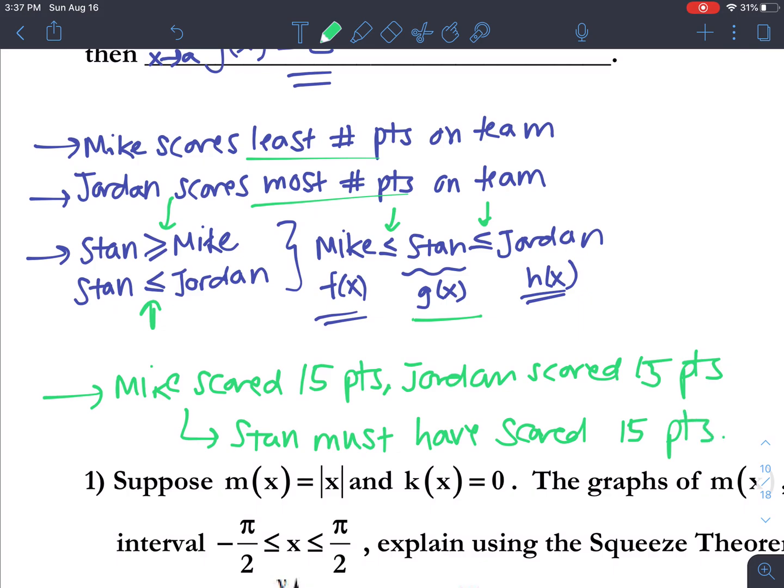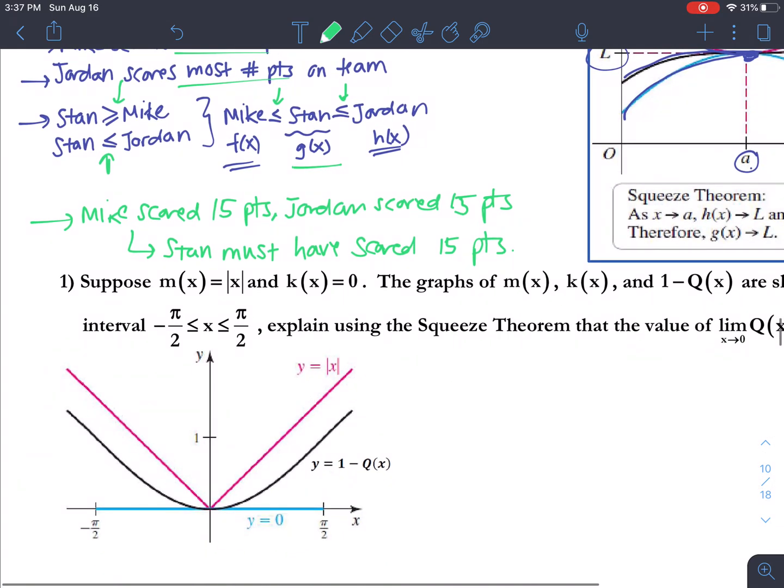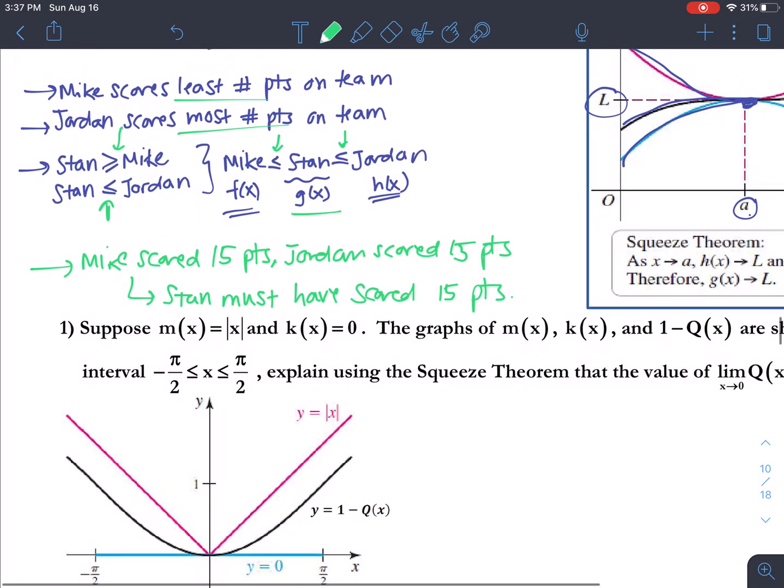So that's what's really going on here, guys. We're talking about a middle function, and here's that real world scenario. If we know the least and greatest limits of some function, and we know some function is in between, such as Stan in this case, then we know how many points he scored. If we squeeze it down to between 15 and 15, our only choice is 15.